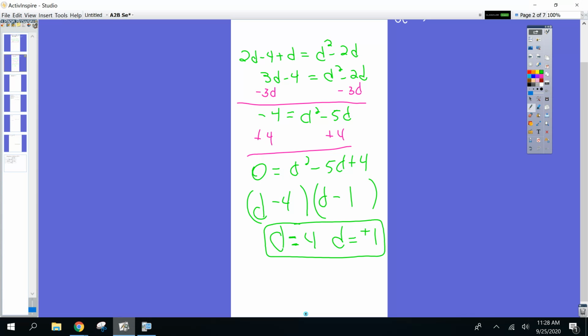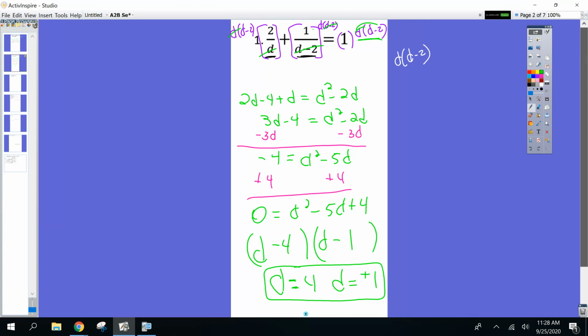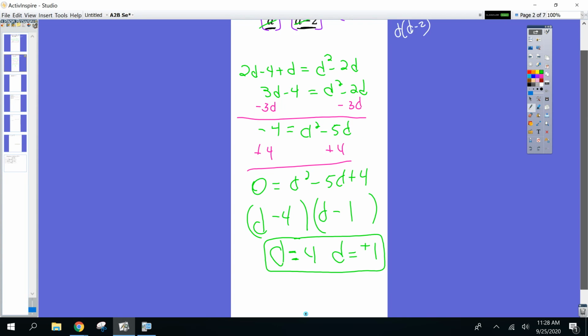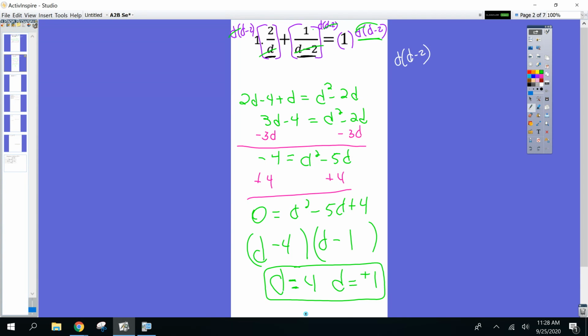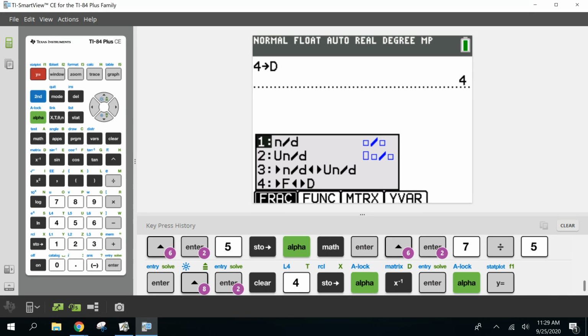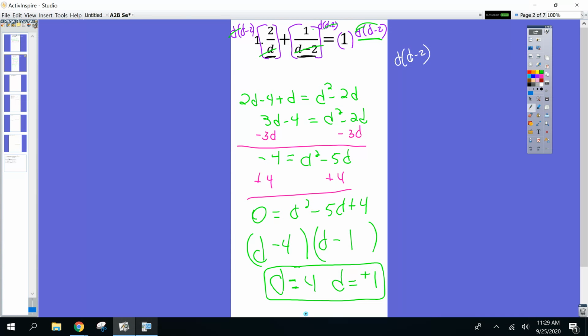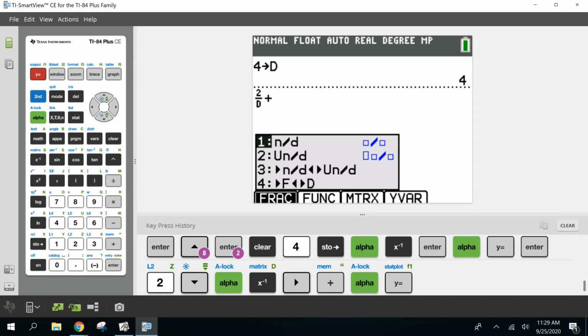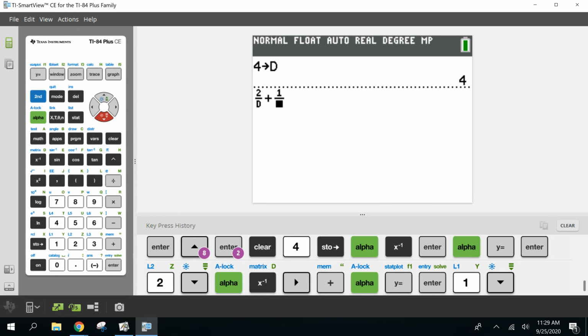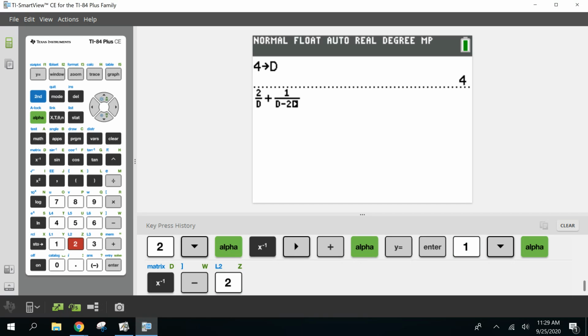Then you're going to go back to the beginning of the problem and type in the left side of the equal sign and cross your fingers it equals 1. So you're going to put it into the calculator, 2 over D plus 1 over D minus 2. Look at that, it came out to be 1. Okay, and that one's good.